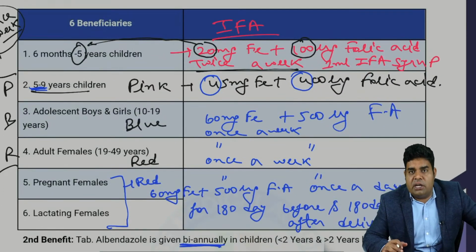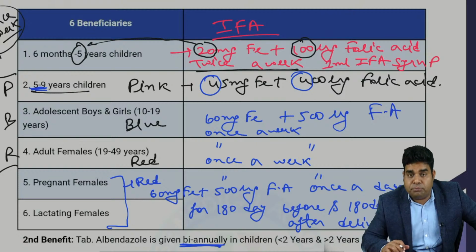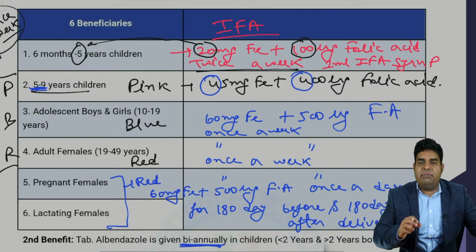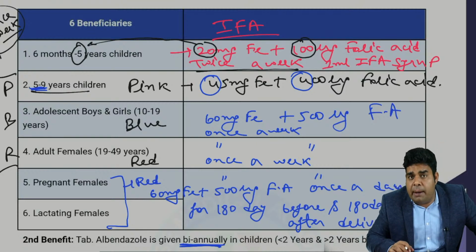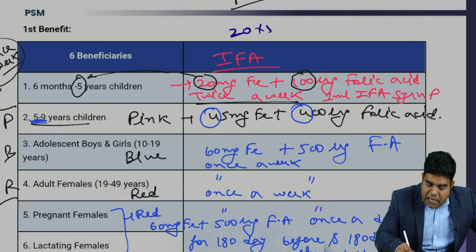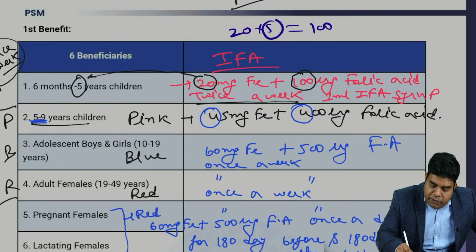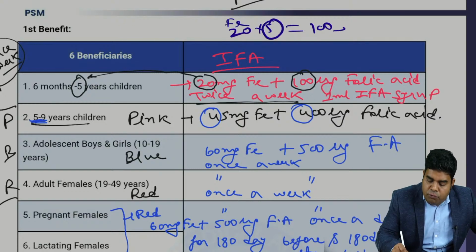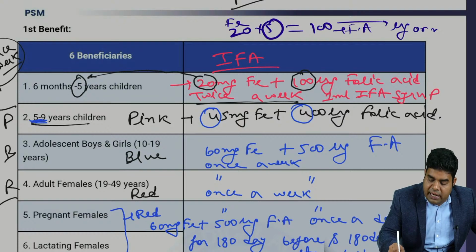The first intervention is, of course, the iron folic acid tablet. If you are giving it in children less than 5 years, iron should be 20 milligram and folic acid should be 100. How will you remember? Very simple. 20 multiplied by 5 will be 100. So up to 5 years, iron 20, folic acid is 100 microgram. Microgram is also written as mcg.